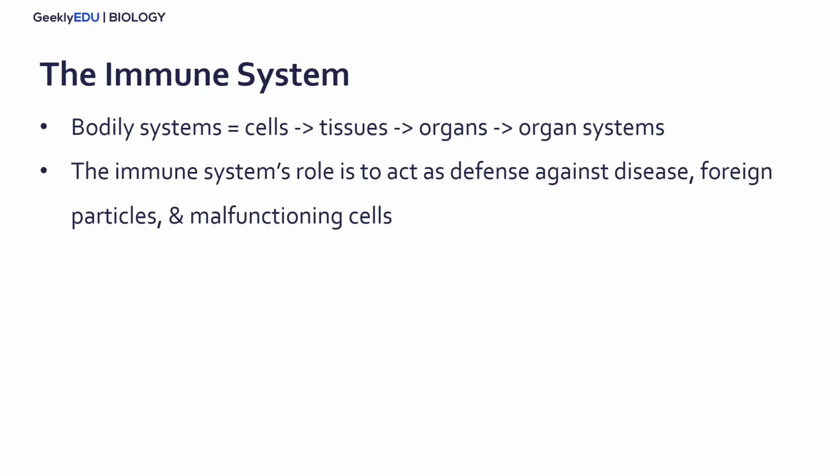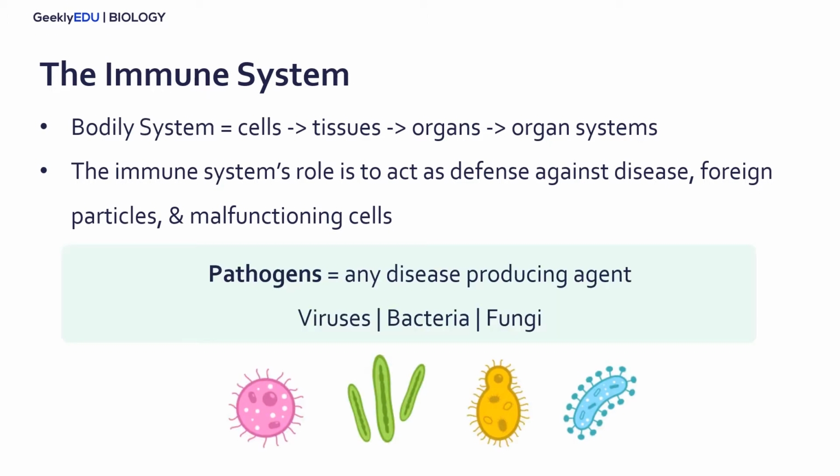So the immune system is one of the many bodily systems in our bodies, and bodily systems are composed of cells, which are combined into tissues, which are then organized into organs, and then create entire systems. Each system in our body serves a different purpose, and the immune system's function is to act as a defense against diseases, foreign particles, and even against our own cells which are malfunctioning, such as cancer cells. And really, the immune system aims to fight pathogens, and a pathogen is just any disease-producing agent, such as viruses, bacteria, and fungi.